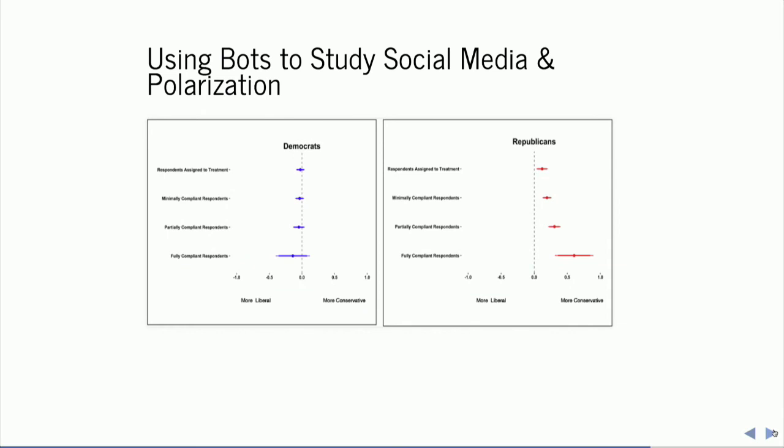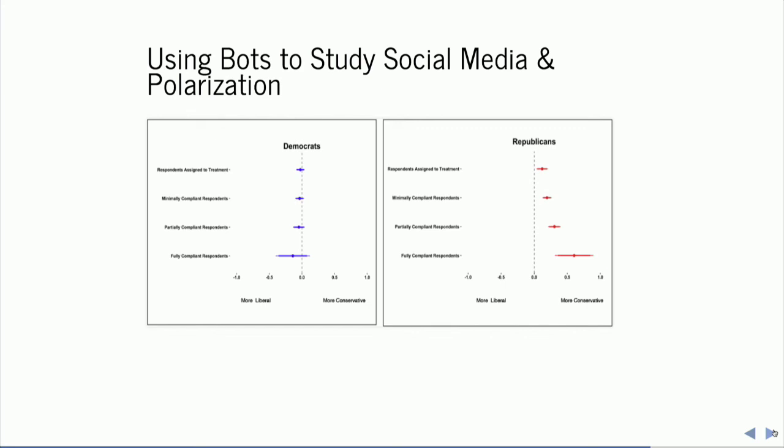Here's Democrats, here's Republicans. If they move left, they're becoming more liberal. If they move right, they're becoming more conservative. And this is, again, the difference in difference estimate, so who changed in treatment compared to control. And we find that for Democrats, when they were exposed to the Republican bot, they didn't change terribly much, right? They became slightly more liberal, maybe.